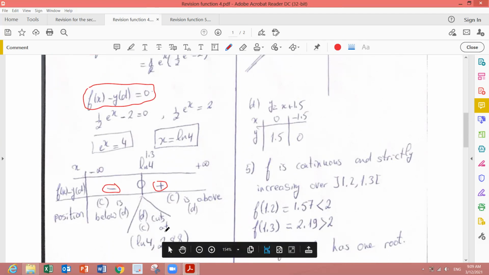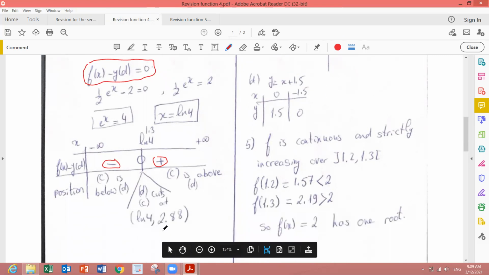To find the intersection, I replace the value of ln 4 either in the equation of the line or in the function. So I get the point of intersection 1.3, 2.88.